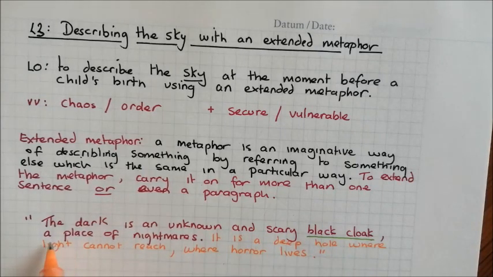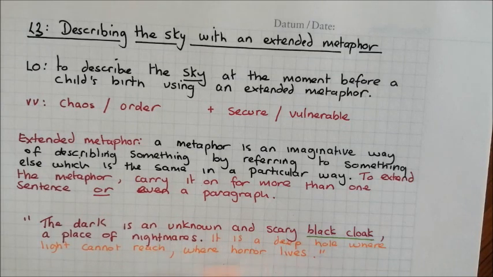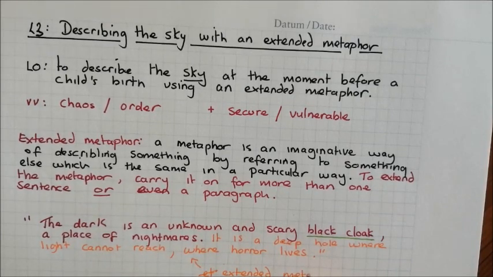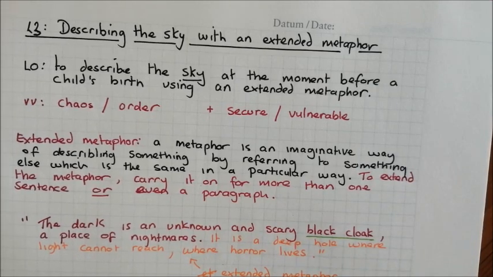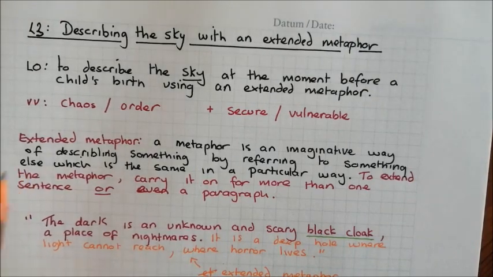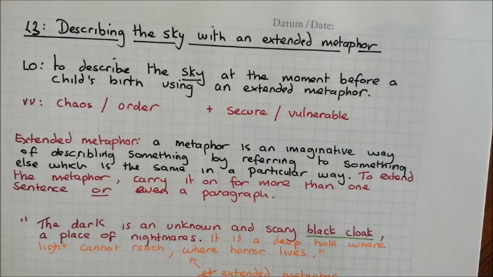Okay, so there we have our first metaphor. It's a scary black cloak. We extend it slightly more with it being a place of nightmares. We take it further again with it being a deep hole where light cannot reach. And we take it further again, say where horror lives. So this is the extension of that metaphor. Spell it correctly. Right, now make sure you've got your definition down, make sure you've got your example down. If you haven't got it down now, just pause the video, write it down, and then replay when you're ready.